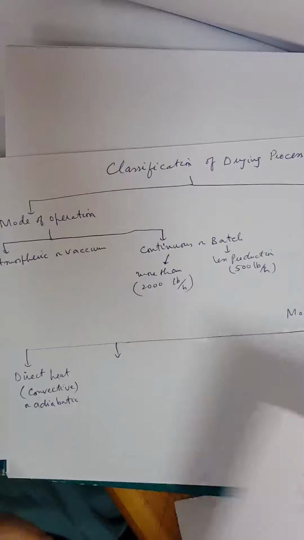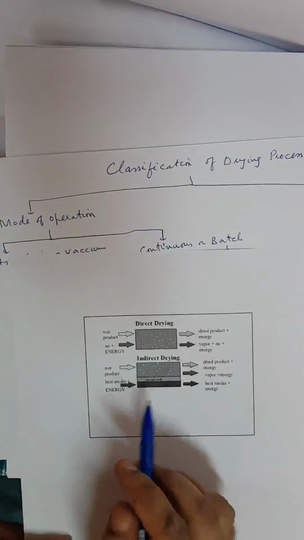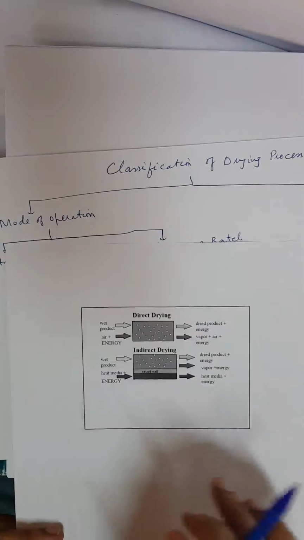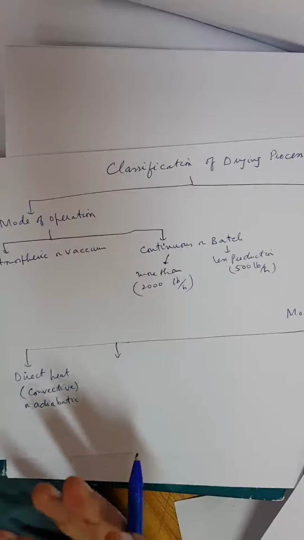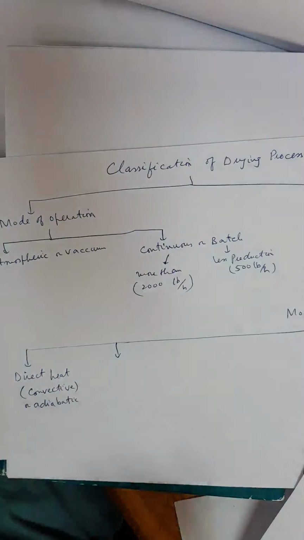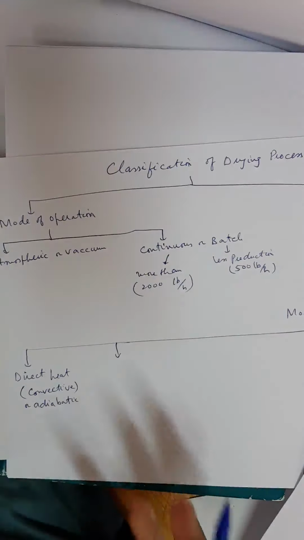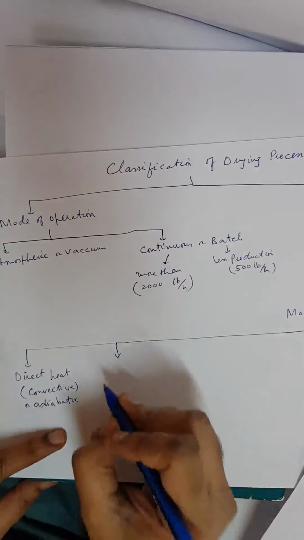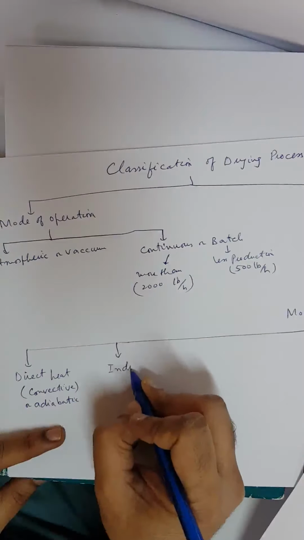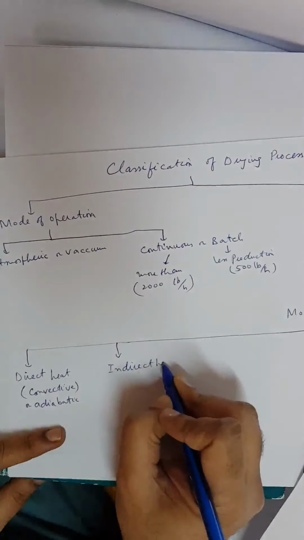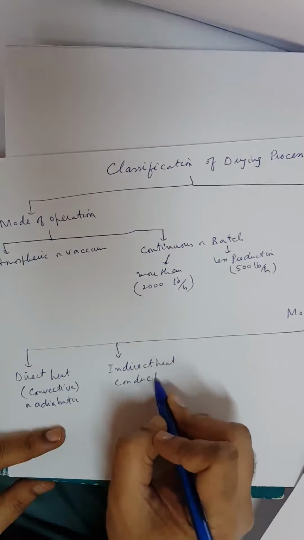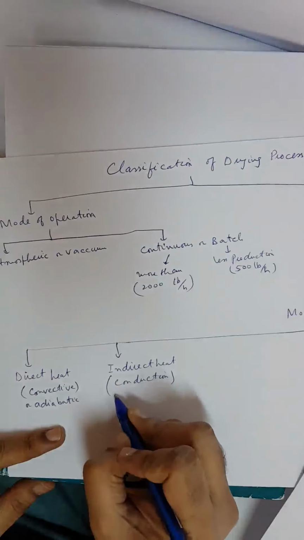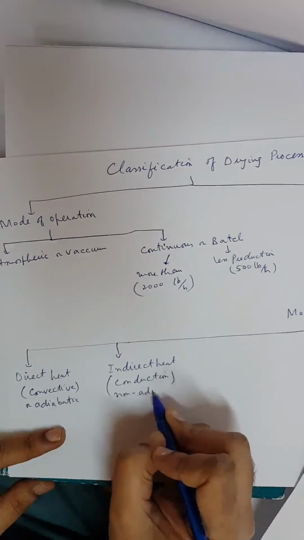The second one is indirect drying. Indirect drying means you have some material, like metal, like you are drying inside a pan and you're applying heat from the bottom. So the second one is called indirect heat. Indirect heat is called conduction or non-adiabatic.